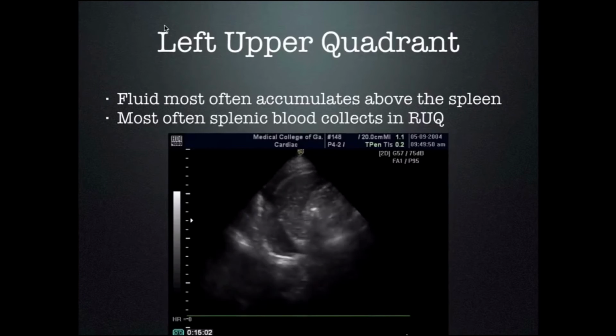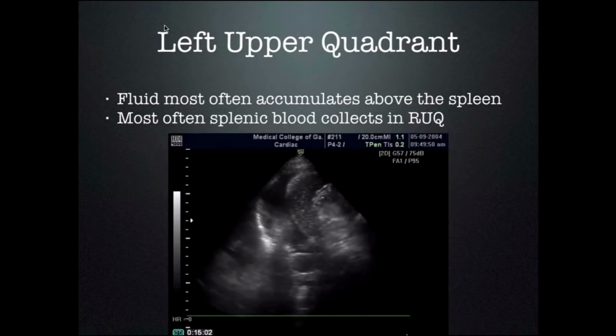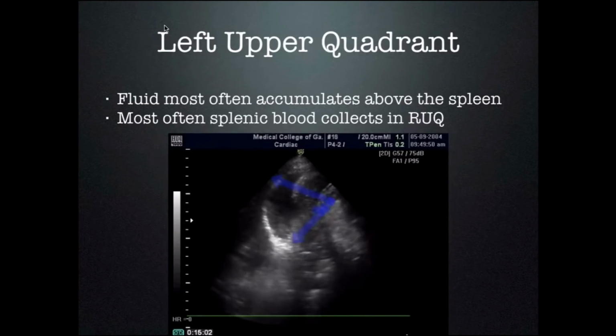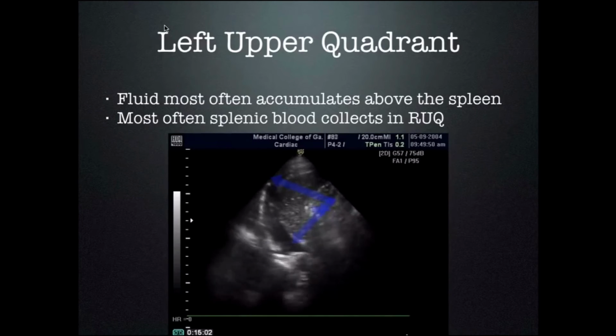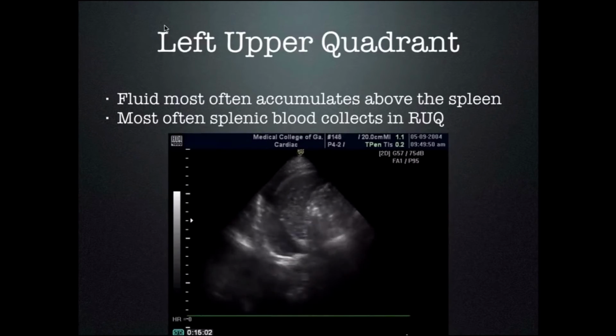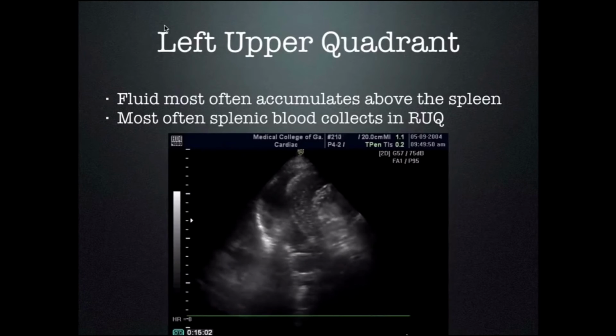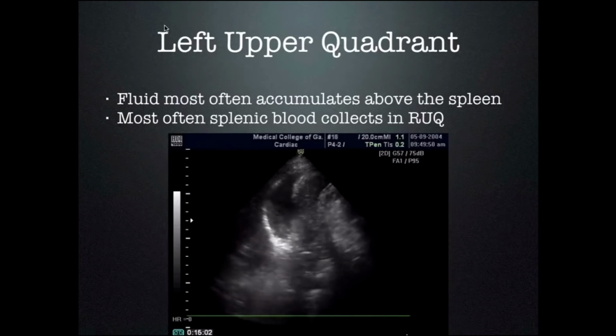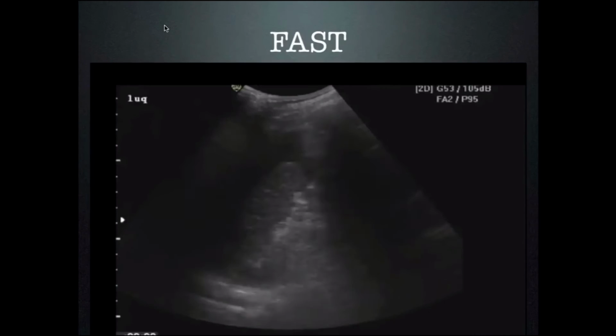In the left upper quadrant, fluid most often collects between the spleen and the diaphragm, as we see here. Fluid rarely collects between the spleen and the kidney. So always look at the diaphragm on both sides, but particularly on the left side, not to miss fluid around the spleen. Here's another example.